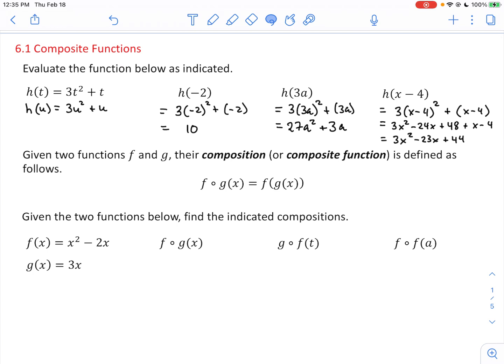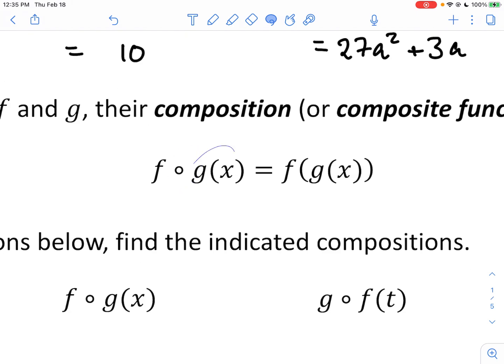Okay, now given two functions f and g, their composition or composite function is defined as follows. So we have this f little circle there and then the g of x. This is read f of g of x. Sometimes read fog of x. And what it means is that you do f of g of x. So it means you evaluate the function f at g of x. So you take g of x and you plug it into the inputs for f.